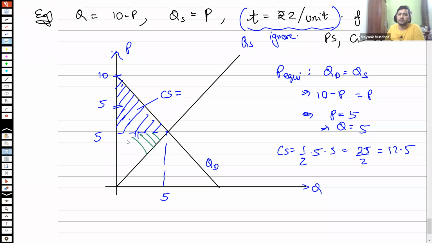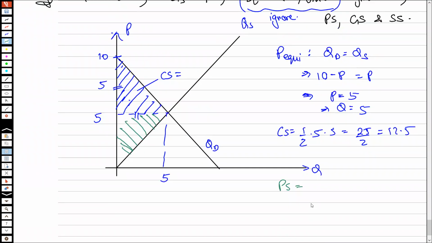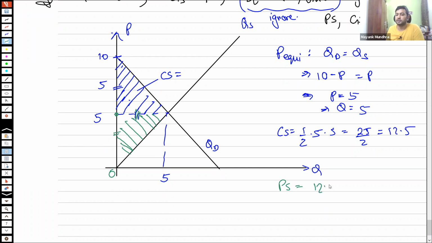What about the producer surplus? So same, 12.5. This is still 5, this is also 5 because this point is 5, this is 0, so it's still going to be 12.5. So consumer surplus 12.5, producer surplus 12.5, social surplus is equal to 25.